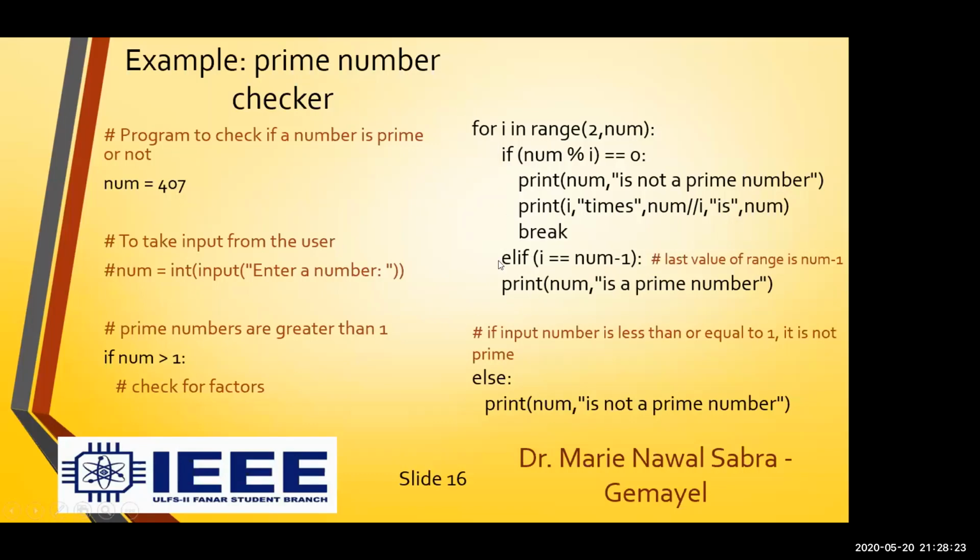So at the end, if I get the value that goes up to I equal to number minus 1, so to the last value, I will detect that it was not divisible by any number, so it is a prime number. We're going to see this.